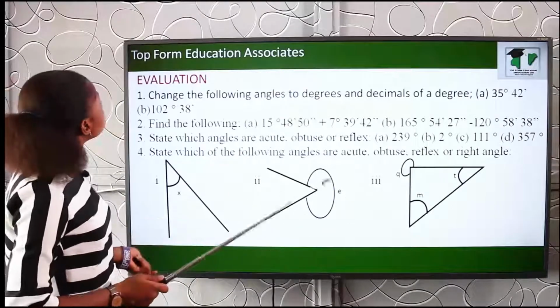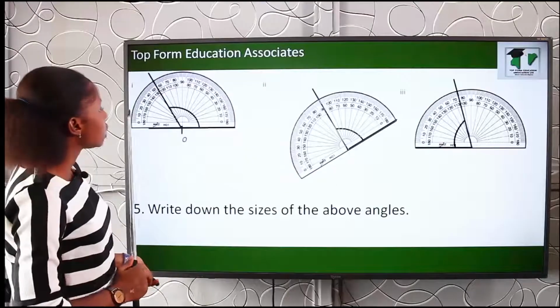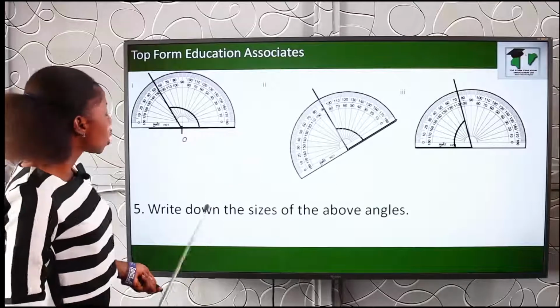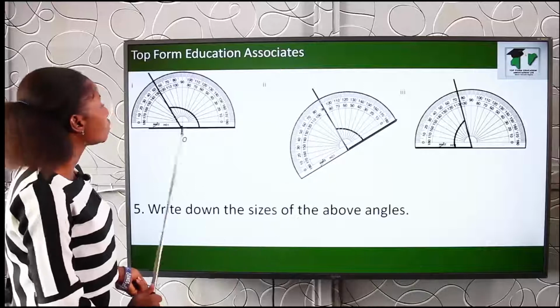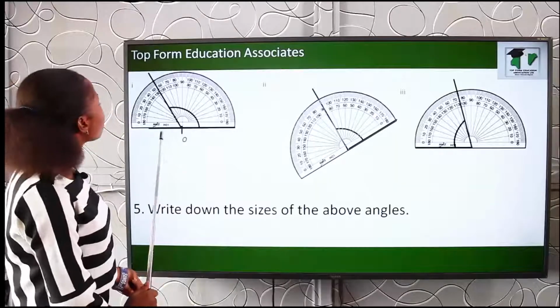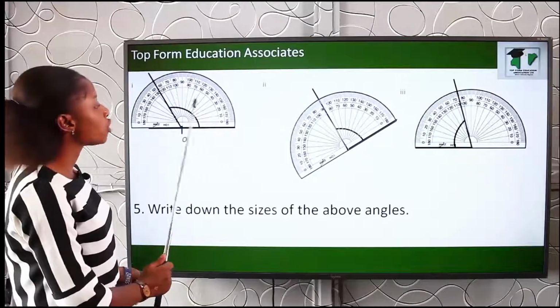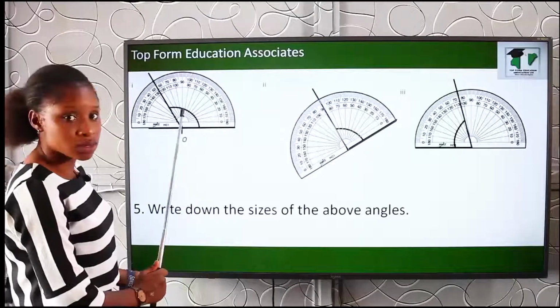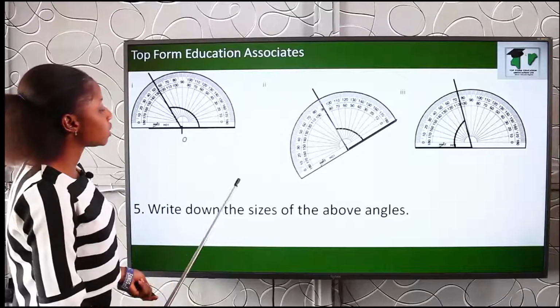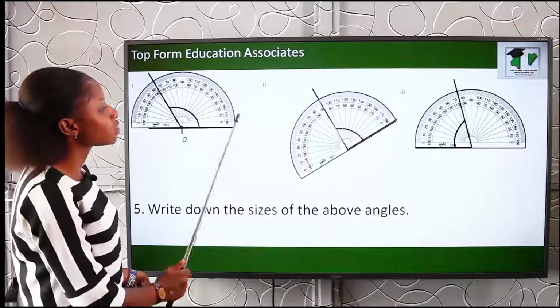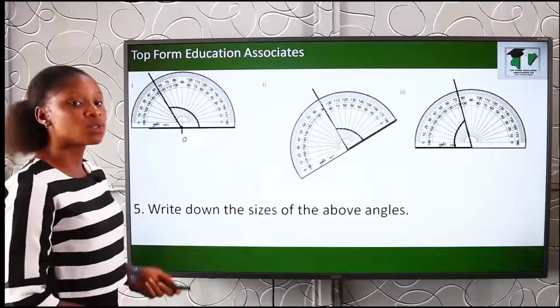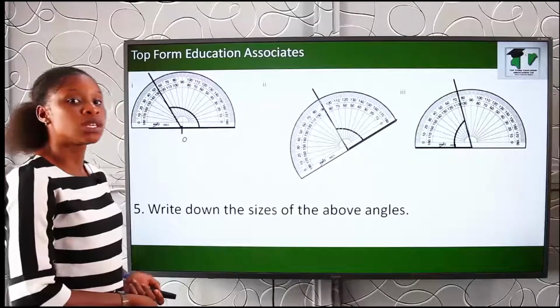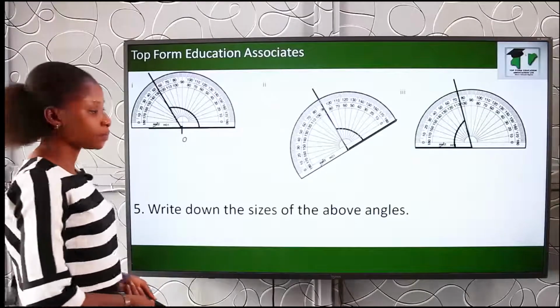Okay, now the last one here, the last evaluation we'll take today says we should write down the sizes of these angles. Okay, we have some angles here and a protractor on it, so you can easily count. All right, so we are asked to write down the sizes of these angles. I'm going to give us a few minutes to do these evaluations.